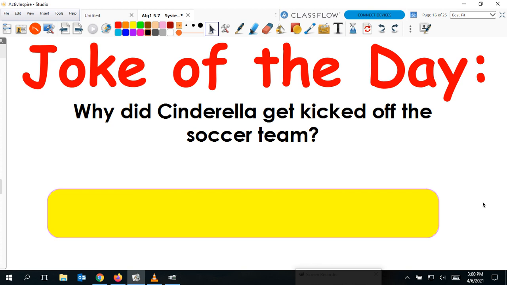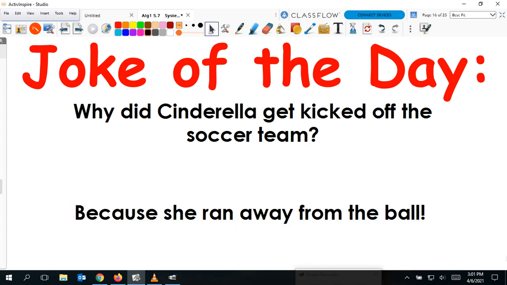Was that sportsmanlike conduct? Was she bringing her mice to the soccer match? Were they running around? Why did she get kicked off the soccer team? Well, because she ran away from the ball. Oh, that's it. Of course, she always runs away from the ball. Now she loses her soccer cleat in the process.